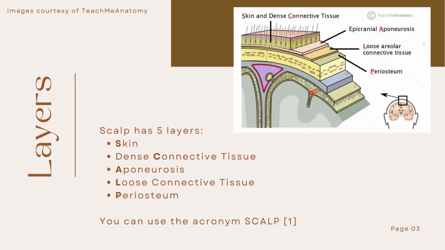The aponeurosis is the third layer. It's a thin tendon-like structure that connects the occipitalis and frontalis muscles. Then we have the loose connective tissue. It's a thin connective tissue layer that separates the periosteum and the aponeurosis. Finally, we have the periosteum, which is the outer layer of skull bones.